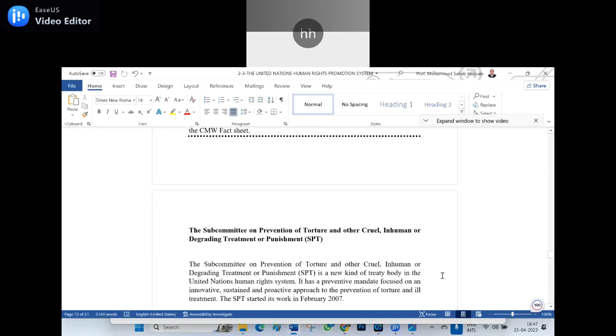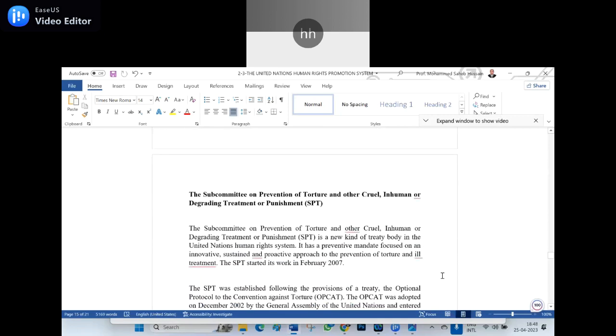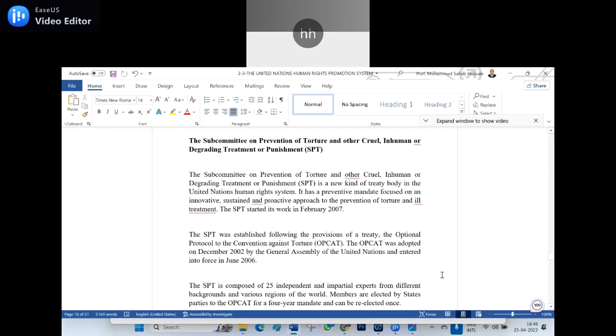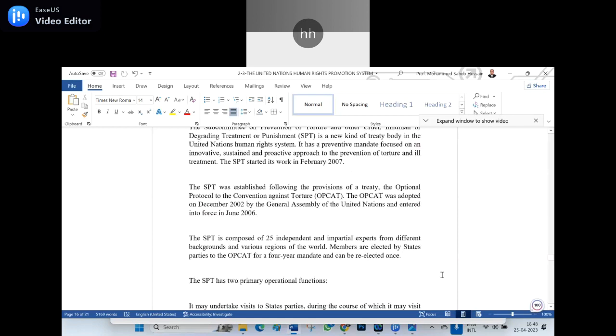So next, the Subcommittee on Prevention of Torture and Other Cruel, Inhuman or Degrading Treatment or Punishment, SPT, is also one of the committees. This committee also works to see that torture and cruel, inhuman and degrading treatment is punished. The SPT was established following the Optional Protocol to the Convention Against Torture, OPCAT, adopted in December 2002 by the General Assembly of the United Nations and entered into force in 2006.